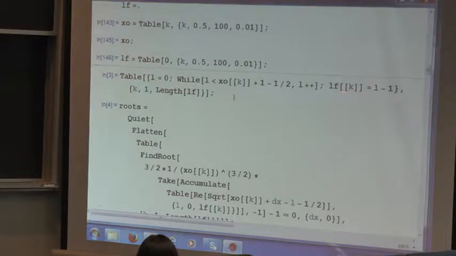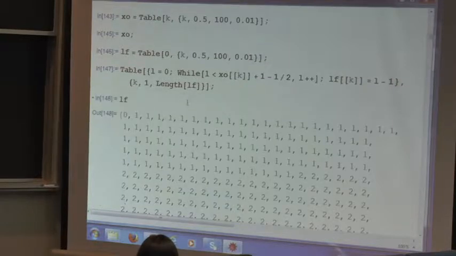So I get an array of LFs. So let me run this. Now I have different values of x naught, and for each x naught I have an LF. Okay, for each x naught, which I've already defined in output 145, I have an LF. So for 0.5 my LF is 0, for 0.51 my LF is 1, and so on. So I've defined my maximum values of L.